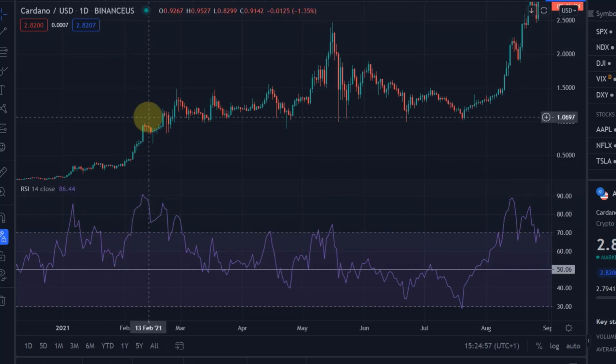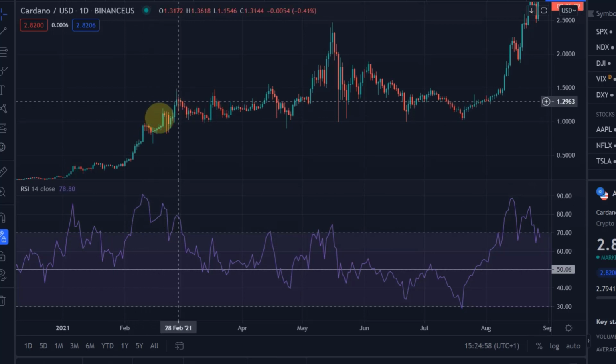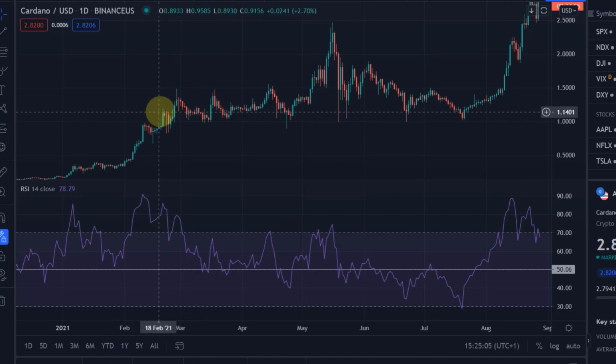What we can see here is that even though the price was still moving up, the upward move was less steep, top to top. It was harder for the price to make new highs.